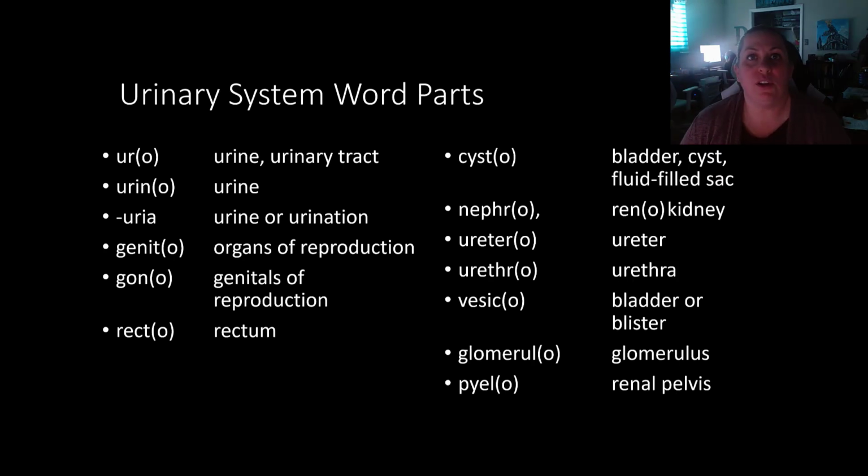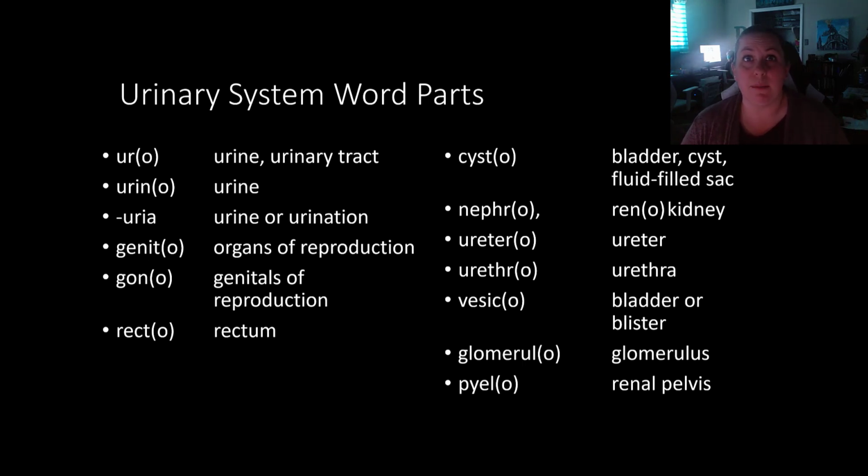So let's look at some of the urinary system word parts that are going to be important. Uro, or urine, and urea all deal with urine itself. There are different ways you can see here. Urology is the study of the urinary tract. Urinalysis is where you are breaking down and analyzing what's in the urine. Dysuria is difficulty or pain urinating. Those are some of the root words we see there for urine.